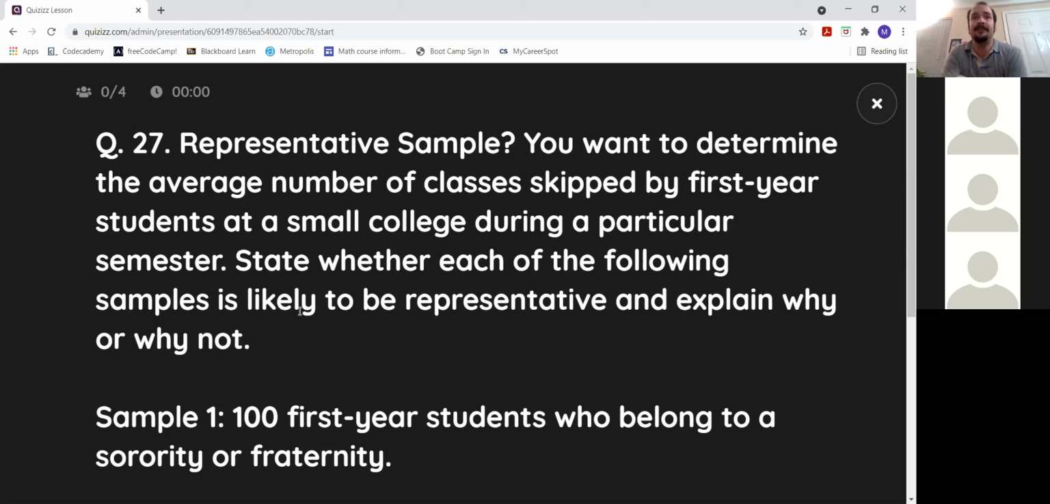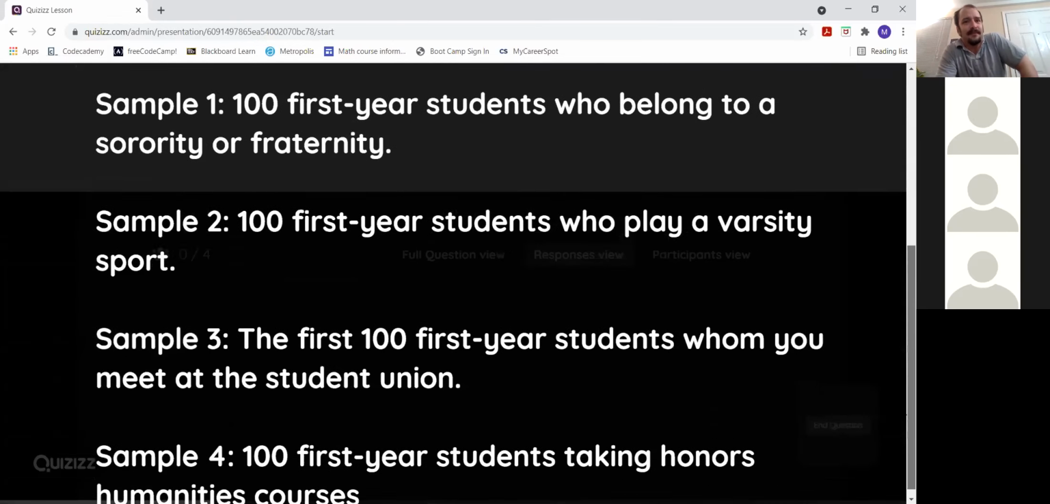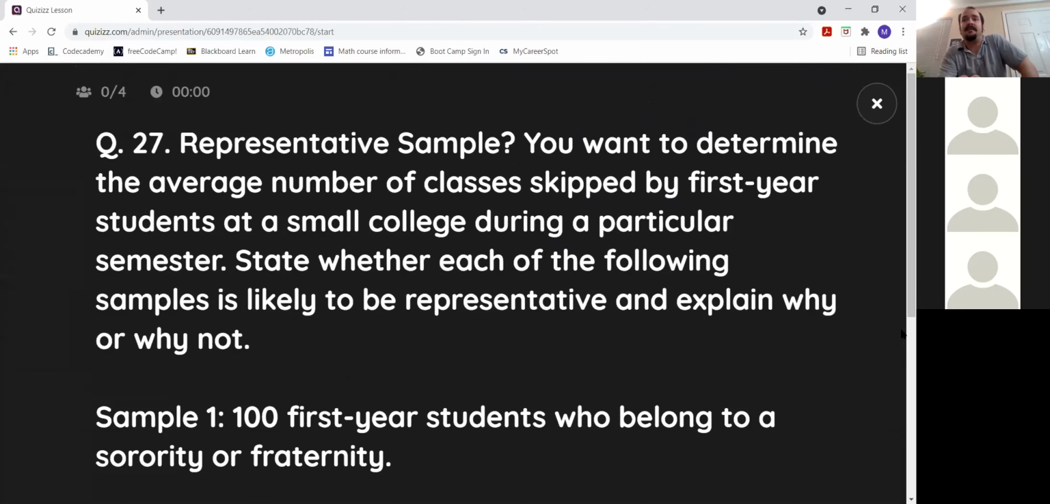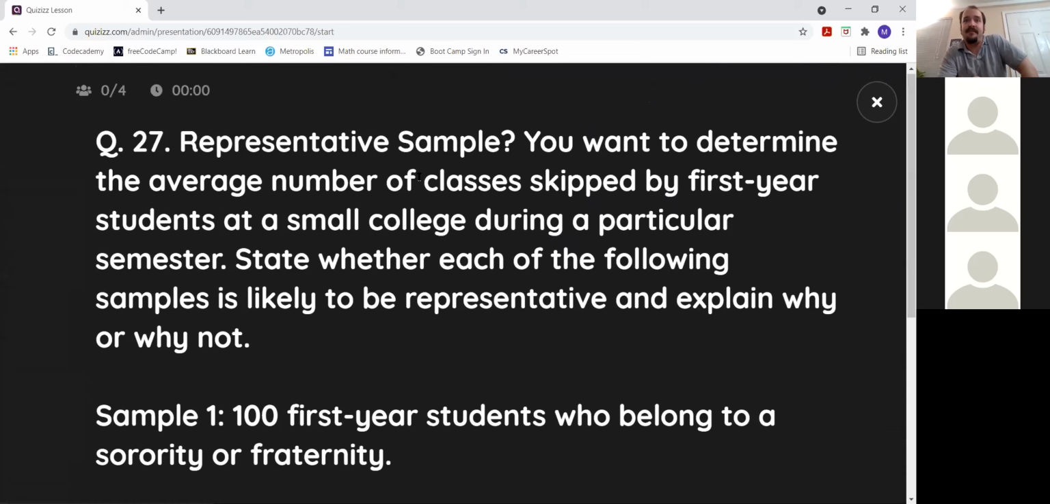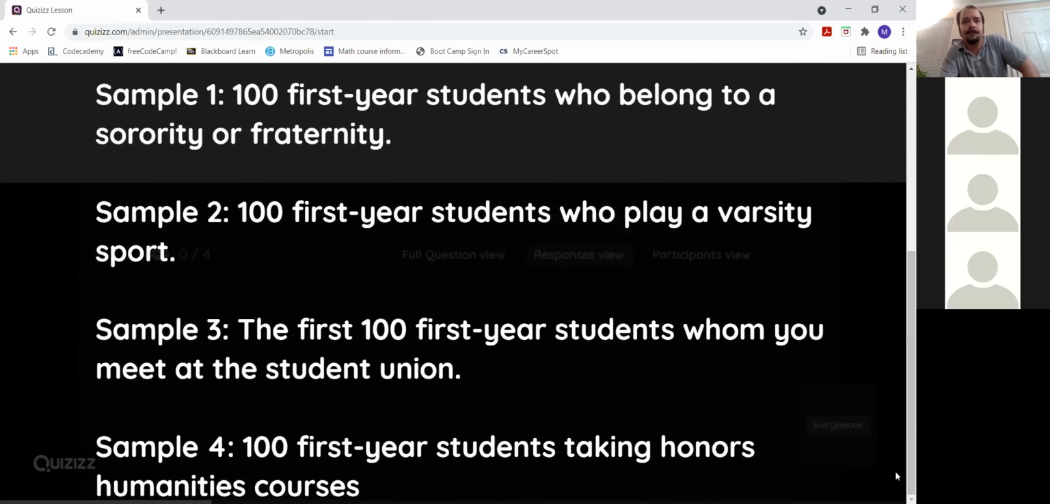Representative sample. We want to determine the average number of classes skipped by first-year students at a small college during a particular semester. State whether each of the following samples is likely to be representative and explain why or why not. So this is what we're looking for, potential bias. We get 4 different samples, and they're asking the average number of classes skipped by first-year students. They're picking 100 of them. But the first sample comes from 100 first-year students who belong to a sorority or fraternity.